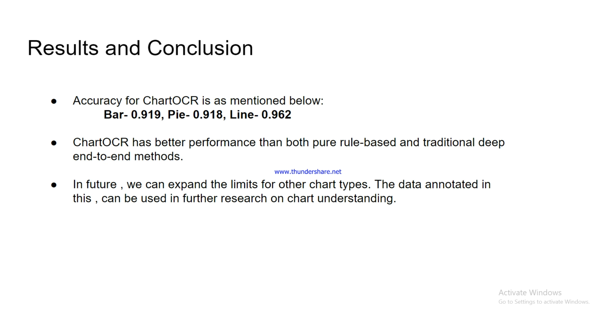This is a lot of improvement over the previous approaches discussed in the field of data extraction from chart images. The accuracy of Chart OCR is 0.919 for bar, 0.918 for pie, and 0.962 for line. Chart OCR has better performance than both the pure rule-based method discussed in the first slide and the traditional deep end-to-end method that we discussed right before.